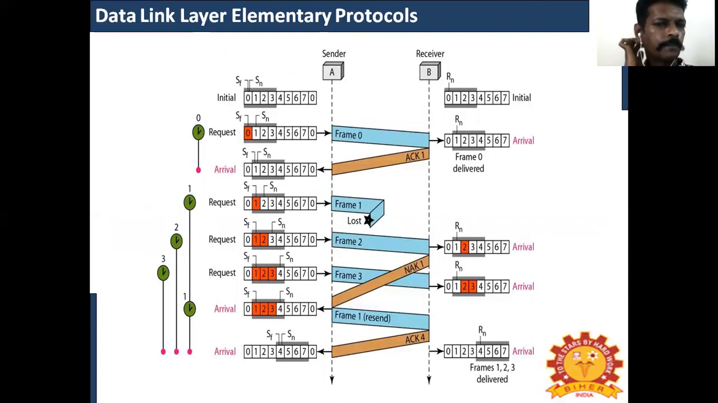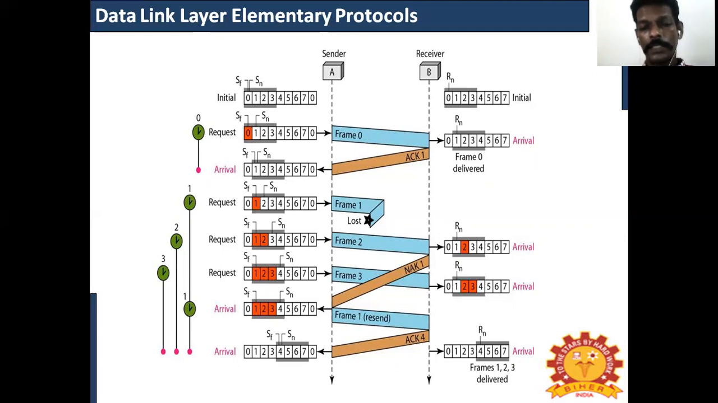You just see, here I am going to send 4 frames: 0, 1, 2, and 3. So we have the sliding window. First I sent frame 0 from the source machine to the destination machine.